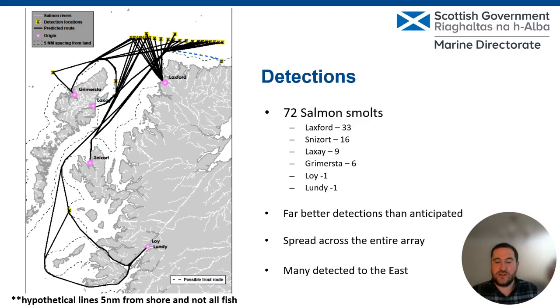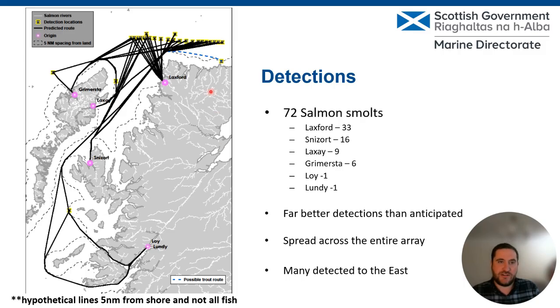We detected a total of 72 smolts across the array itself, 33 from the Laxford, some from the Snizort, Laxey, Grimmister, Loy and Lundy. And in general, that was probably far better than we anticipated. Each of these receivers is about 7 kilometres apart, and so it's what we call a leaky line. It'd be very easy for tagged fish to pass through that array and not get detected. So detecting those fish was much better than we thought.